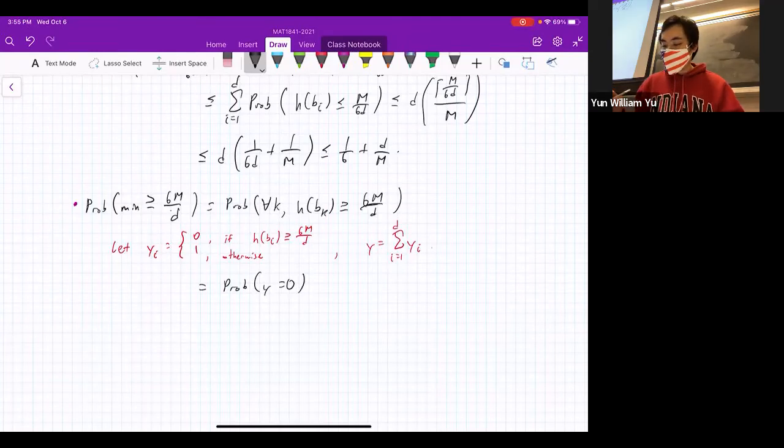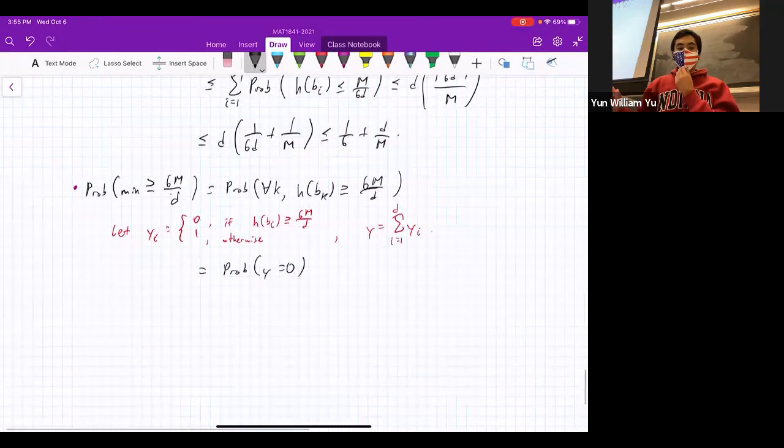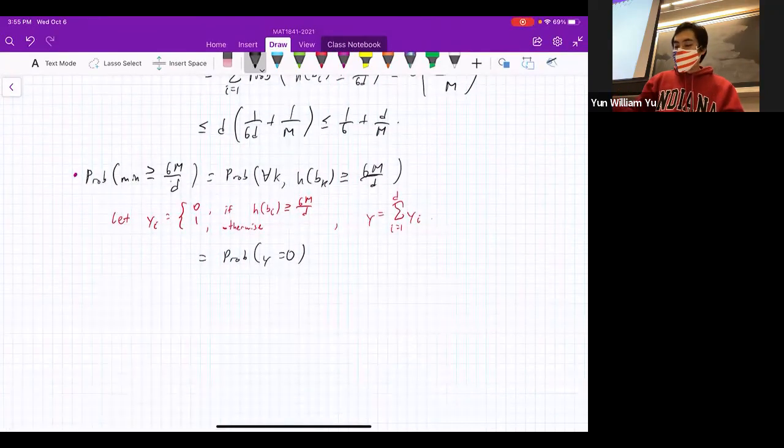Wait, did I get that backwards? It's 0 if it's greater than or equal to, so all of them would have to be greater. Yes, okay, no, that's correct. So we have all these probabilities, and then what we're going to do is bound this probability, of course.